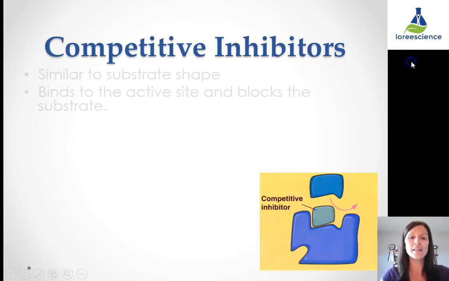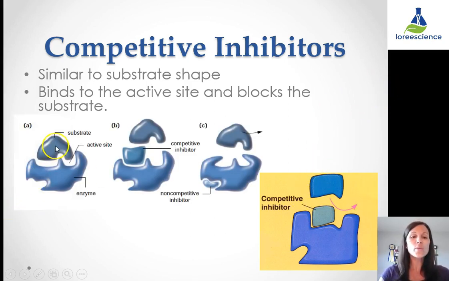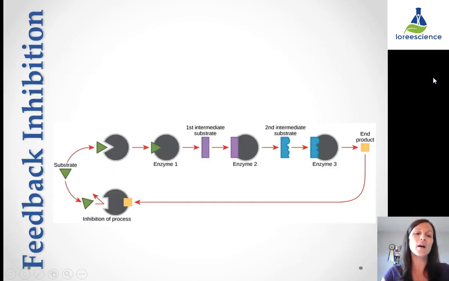However, there are competitive inhibitors, meaning that they have a somewhat similar shape to the substrate, and they can fit into part of that active site and actually block the substrate from binding. So when we see here the substrate and the enzyme, a competitive inhibitor blocks the substrate directly from getting to the active site, whereas a non-competitive inhibitor will bind elsewhere on the enzyme, changing the shape, making it so that the substrate can no longer bind. The last type of regulation we're going to look at is feedback inhibition.